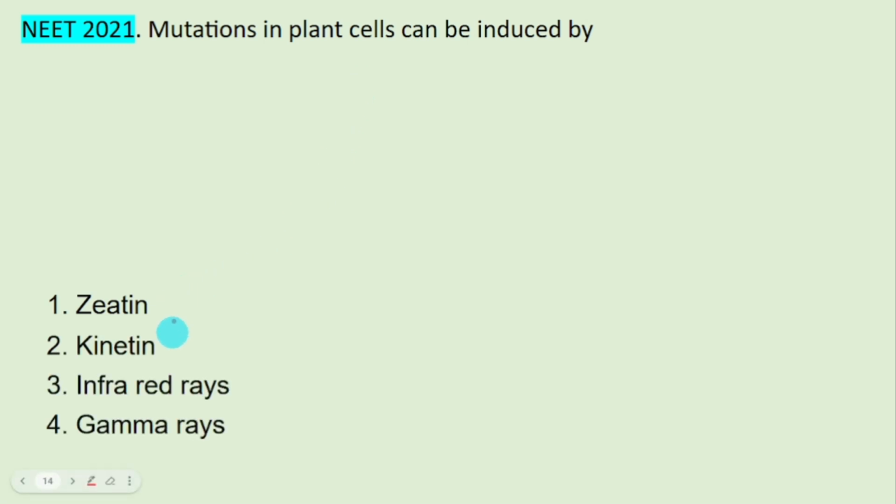So zeatin and kinetin are two examples of cytokinin. This is a naturally occurring cytokinin. This is a synthetic cytokinin. So they are plant hormones. They will not cause mutation. Infrared rays are not mutagenic. Gamma rays are ionizing radiations. They are mutagenic. They change the DNA structure. So option 4 is the answer.